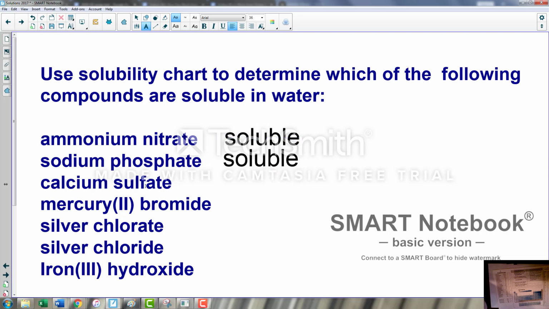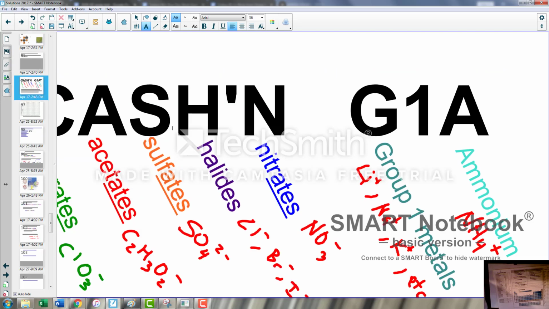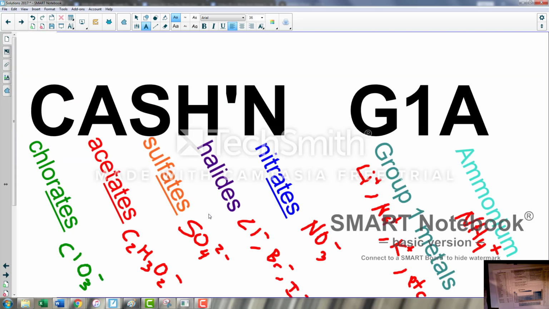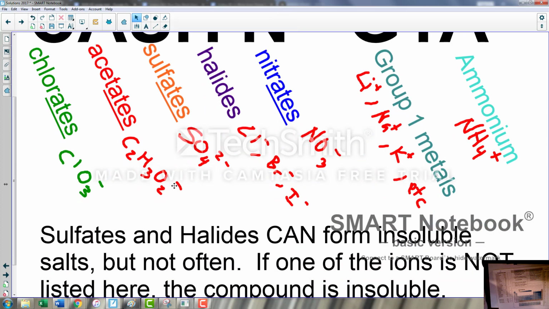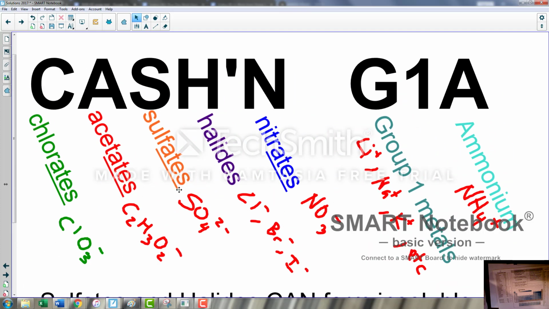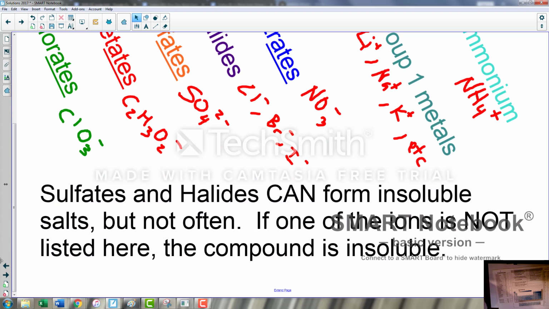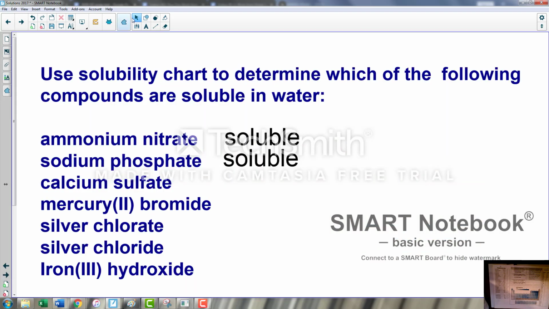Calcium sulfate. I remember sulfate is the S in Cashingia. So sulfate is okay, so that should be soluble, right? Well, unfortunately calcium was one of those couple exceptions that we listed. So calcium sulfate is not soluble. If you look on the back of your periodic table, the sulfates that are not soluble are calcium, strontium, barium, silver, and lead. So calcium sulfate is not soluble.